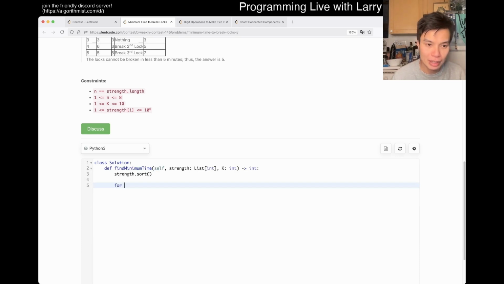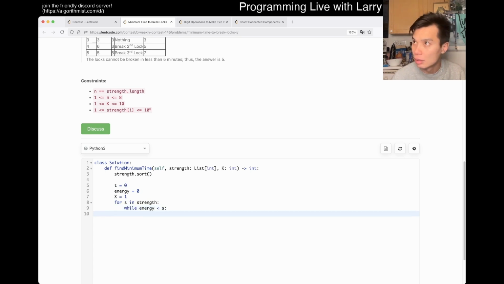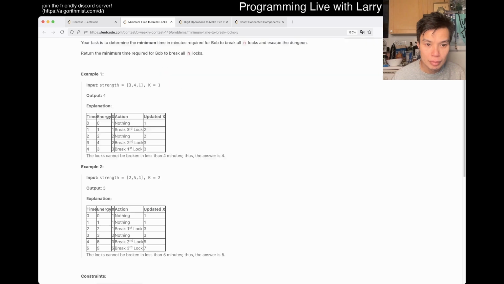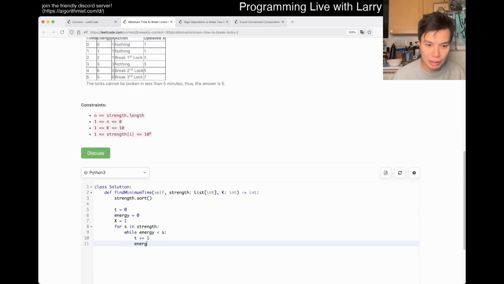So now for x and strength, rather. Let's say x is equal to 1, energy is equal to 0, and t is equal to 0. Okay, so x is terrible, s to s. Now we do while energy is less than s. Then what do we do? Well, time passes, and then energy we increment by x.